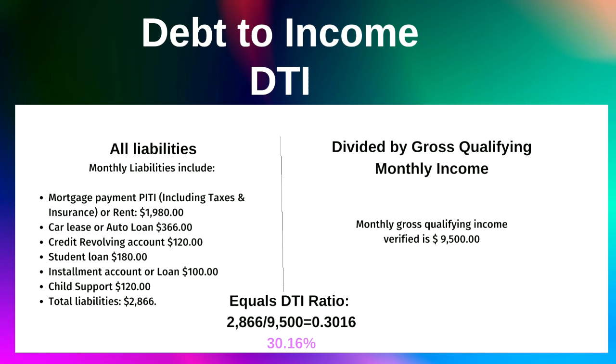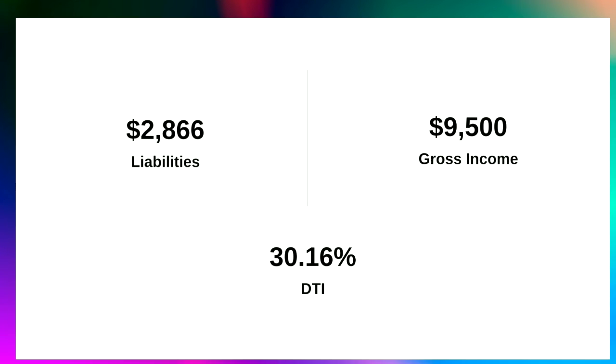So again, it's all your monthly liabilities divided by your gross qualifying monthly income. It's a manual calculation. Of course, a lot of banks will have software that will do this calculation for you. But if you ever want to know what your DTI is, this is how it's calculated. Again, it's very simple. You will take your liabilities divided by your gross income. That percentage is your DTI.